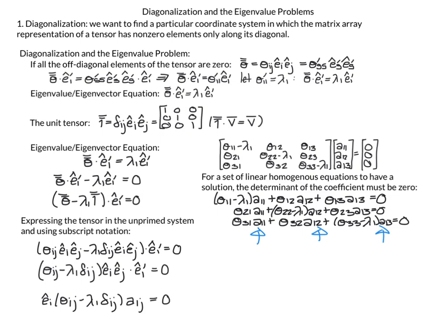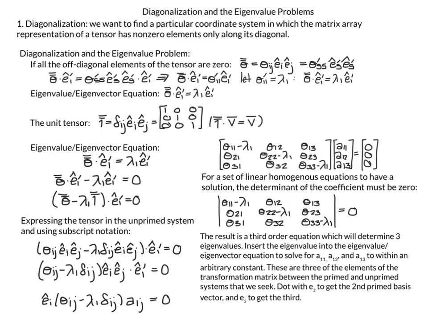What you might remember, or if you don't, I'll remind you: for a set of linear homogeneous equations, which is what these are, if you can represent the equations with a matrix that's linear, then for the set to have a solution, the determinant of the coefficients must be 0. So these are the coefficients, our coefficient matrix. I have the determinant symbol with these lines equals 0.